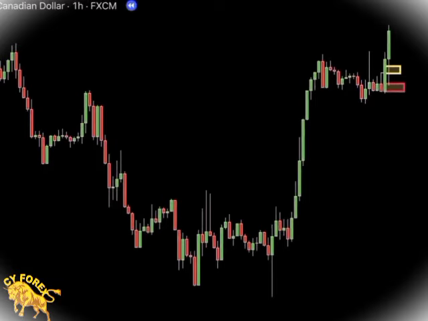Now that we spot our entry on the lower time frame, we switch to the hourly time frame to see the bigger picture.